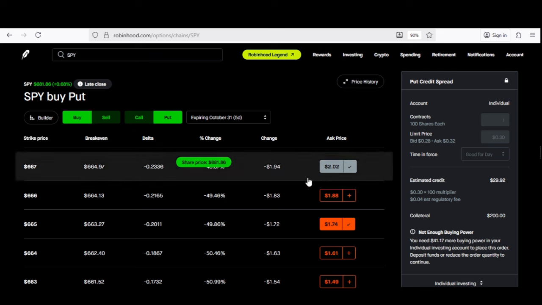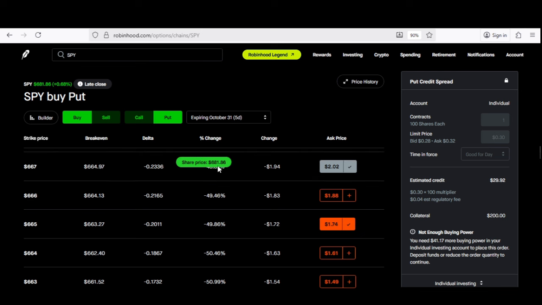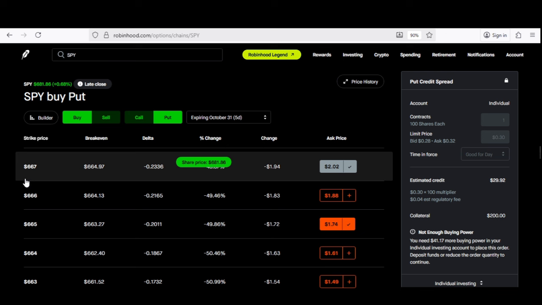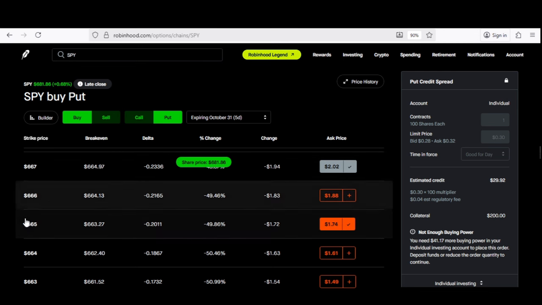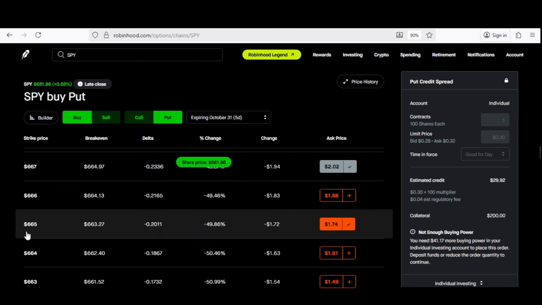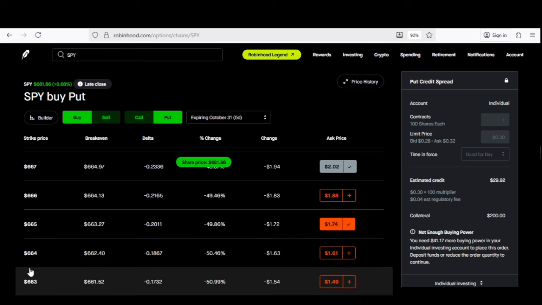So in the previous example, if the share price were to go down, it's a lot easier to get to 666 and 667. By going one more down, it's a lot harder now to go from 667 to 666 to 665. So by increasing your spreads, you're increasing your chance of winning this trade.